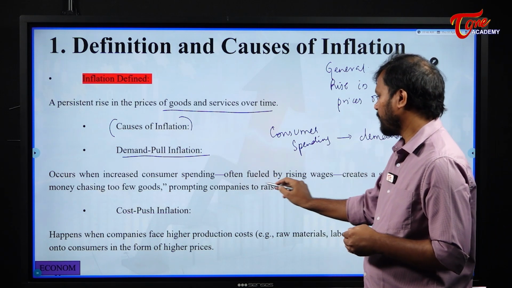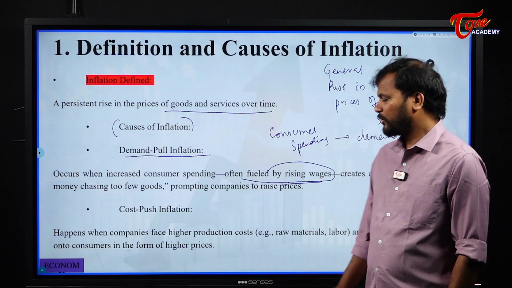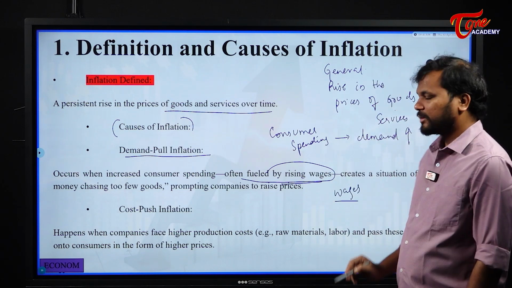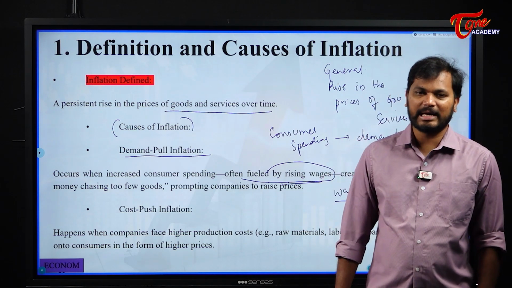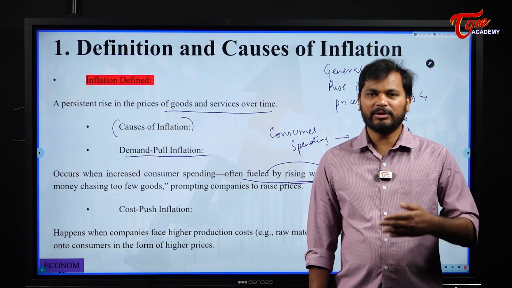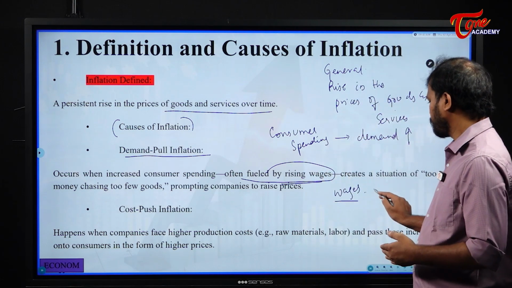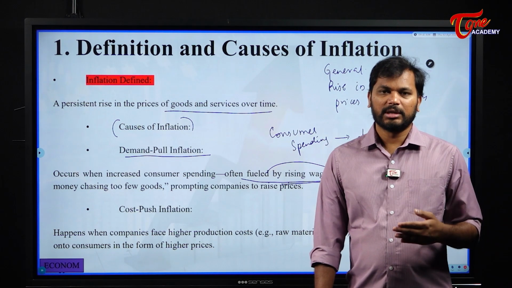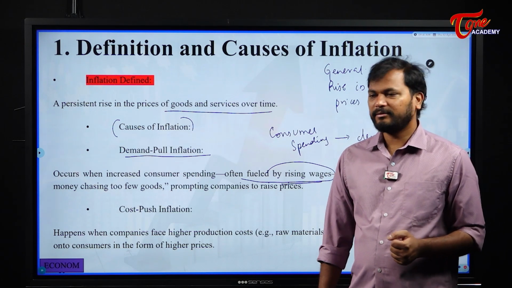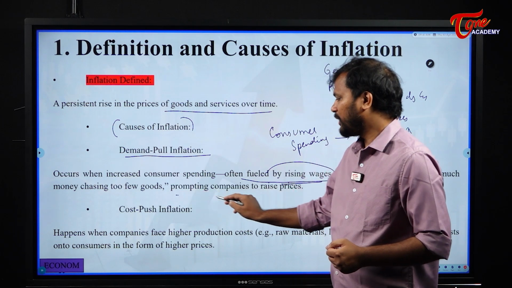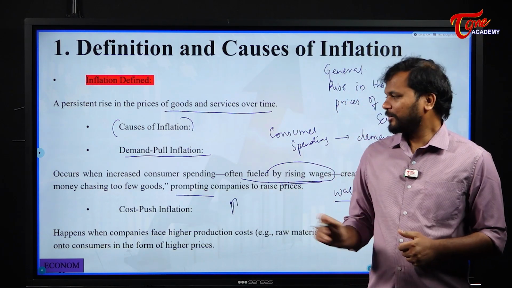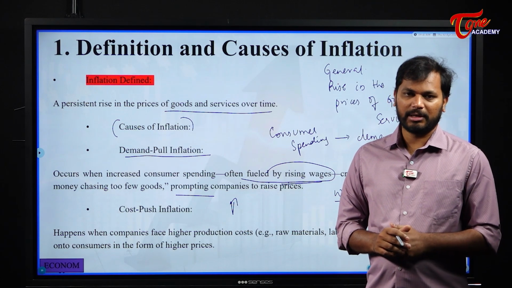So it is fueled by rising wages. Clear? So if there is an increase in the wages, if there is an increase in the salaries, the person will have more money in his hand to spend. Now, as a consequence of him having more money to spend, he will use that money for consumption, and the demand for those goods will increase. The prices of those essential goods will increase over time. That is what is called demand pull inflation.